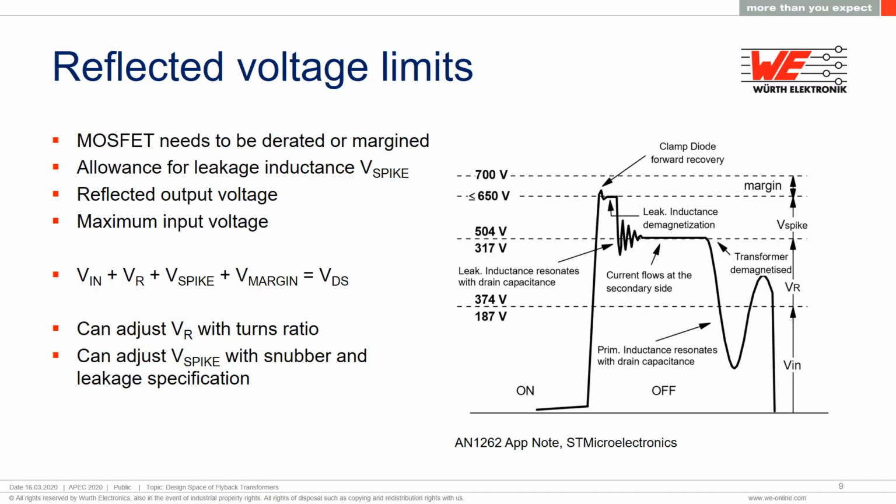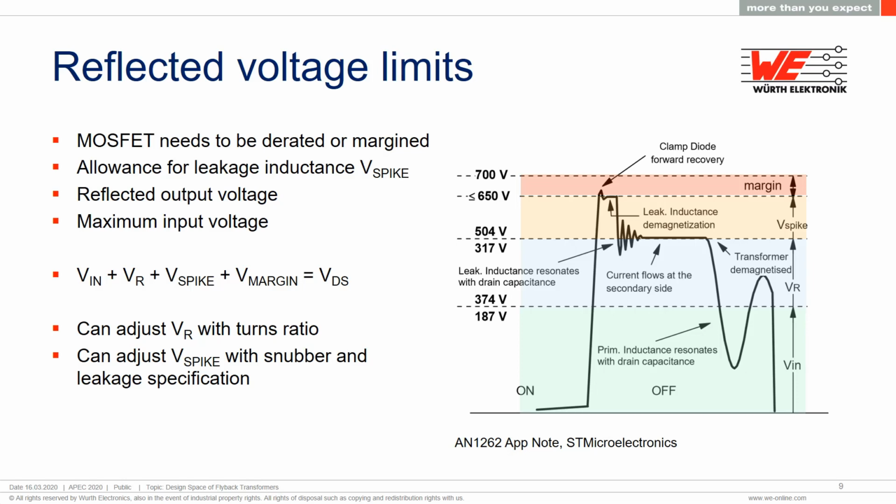The rated currents of the switch and the rectifier may be a limitation, especially for ICs with built-in switches. Here's a nice graphic from an ST Micro application note that illustrates all the voltages I've been talking about. The MOSFET has a limit to the voltage that can be presented across it in the off state, and that usually has to be derated or margined to provide for long-term reliability. We have three other voltages to account for: the maximum input voltage, the reflected output voltage, and some allowance for the leakage inductance spike. These three must add up to be less than the margined MOSFET voltage.